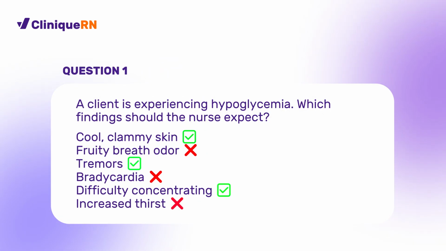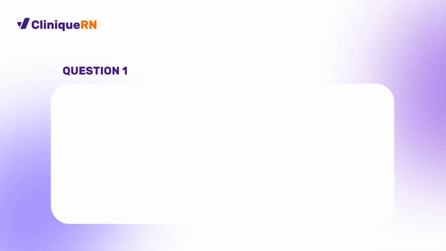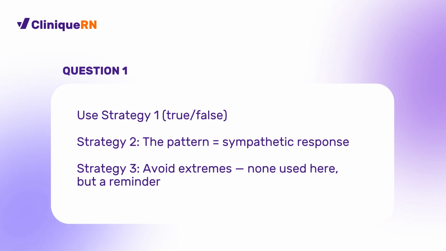Question 1. A client is experiencing hypoglycemia. Which findings should the nurse expect? Cool, clammy skin, fruity breath odor, tremors, bradycardia, difficulty concentrating, increased thirst. Let's break this down. Start with the true-false per option approach. Then look for the pattern. Here, it's the sympathetic nervous system kicking in. No extreme language here, but always stay alert.